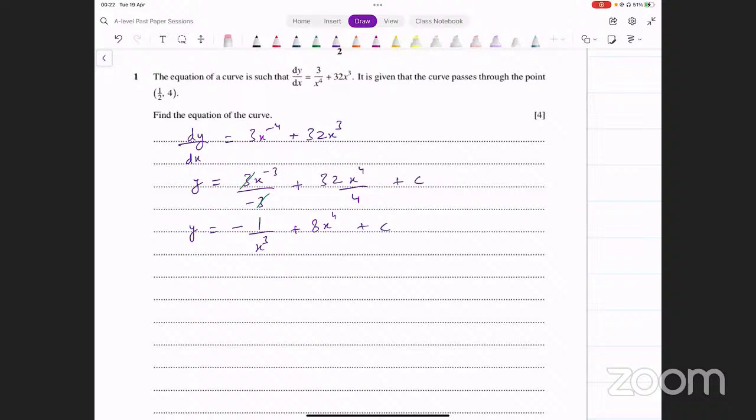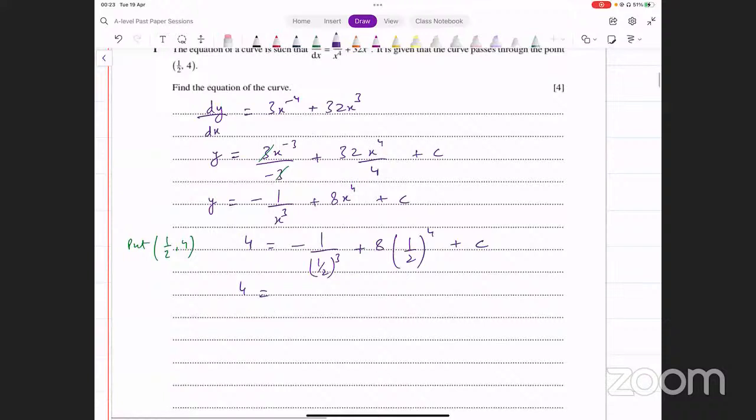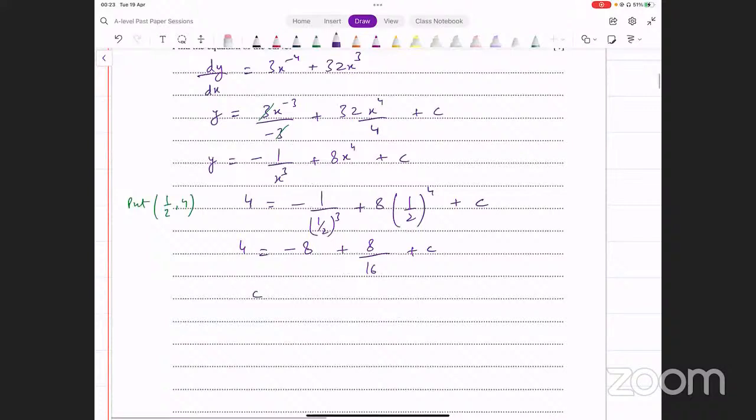You've got to find the value of c now. c कैसे find करें? 1 over 2 and 4, you've got a point there. वो input कर दें इसके अंदर. And you get the value of c from that. 4 equals minus 1 over 2 whole cube plus 8 into 1 over 2 whole raised to power 4 plus c. What does that give us? 4 equals, ये 2 cube जो नीचे ये ऊपर आ जाएगा, ये -8 बन जाएगा, plus 8 over 2 raised to power 4, that's 16 plus c. c की वैल्यू आपके पास यहाँ से आ जाएगी.